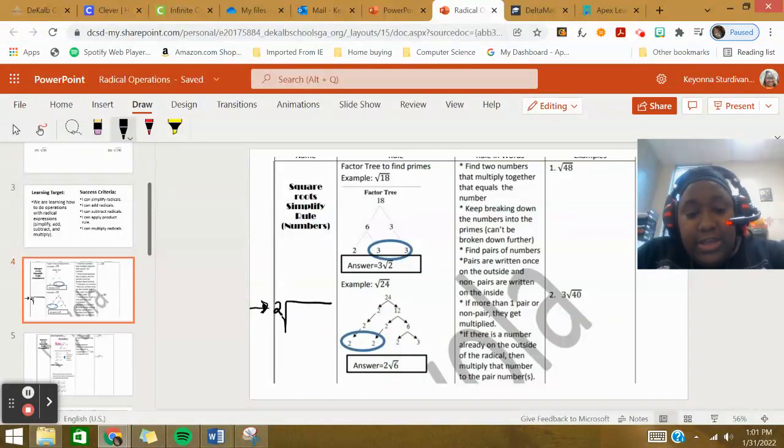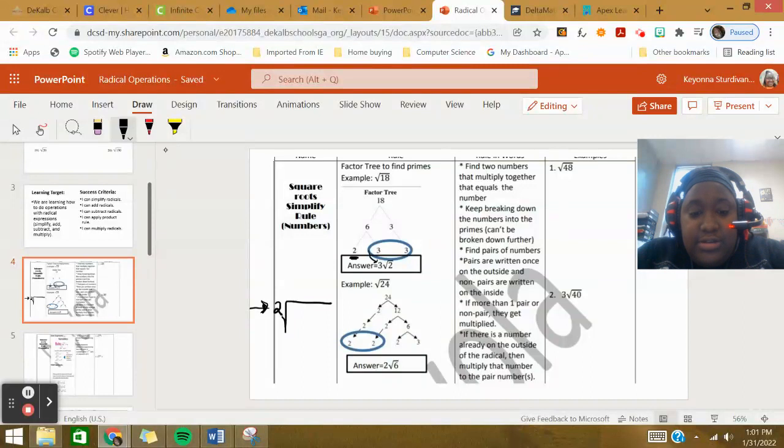So the example they gave you was 18. We got 6 times 3, and then 6 breaks down to be 2 times 3. They had this group of 3 here, so they pulled the 3 out. And then any individual number, any single number has to go back under the radical. So the answer here was 3 square roots of 2. Square root of 24, they broke it down to be 2 times 12. Remember, you're using factors. And then 12 breaks down to be 2 and 6, I'm sorry. And 6 breaks down to be 2 and 3.